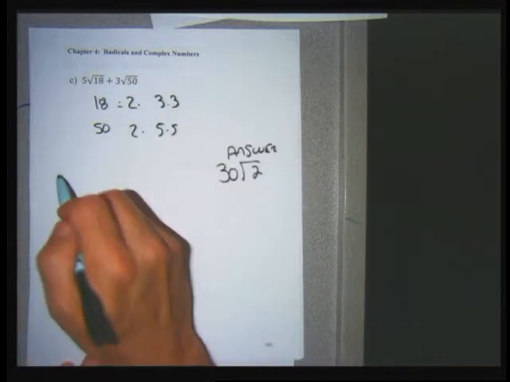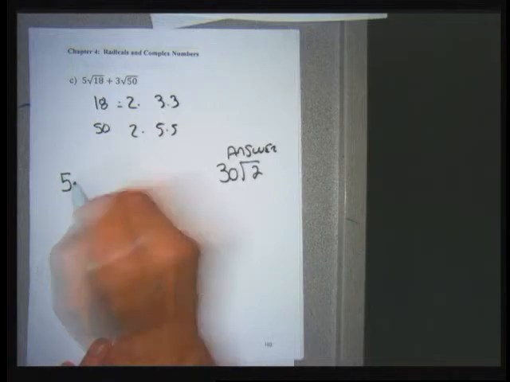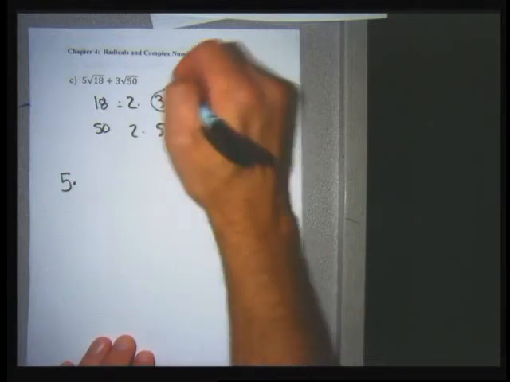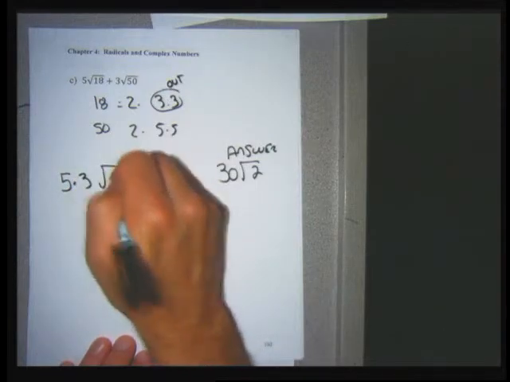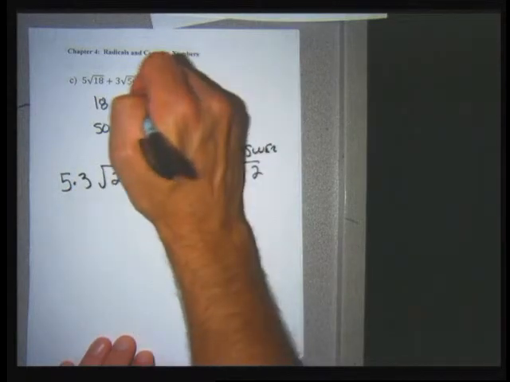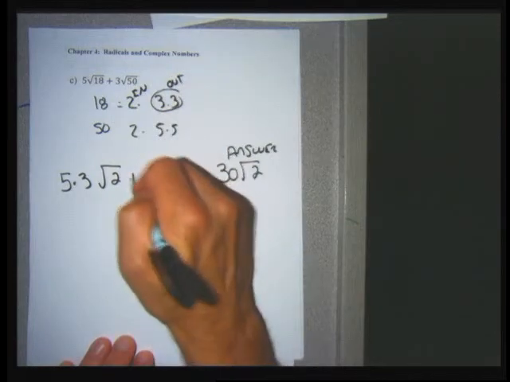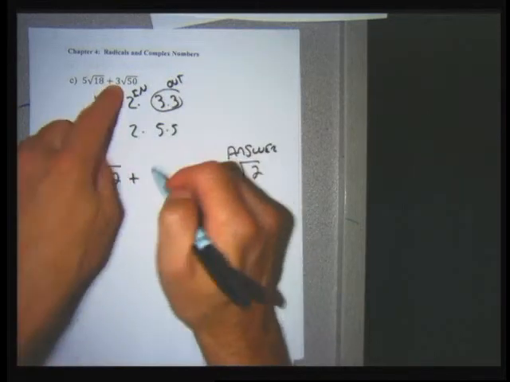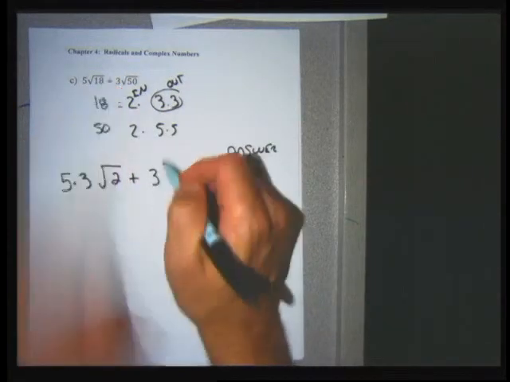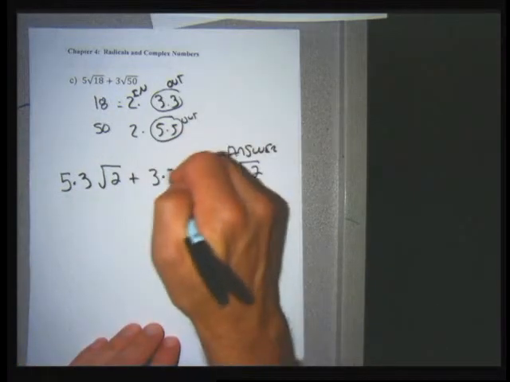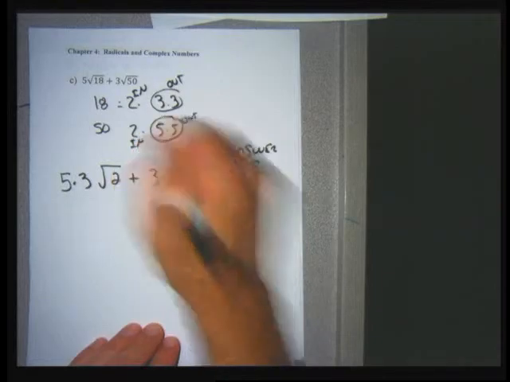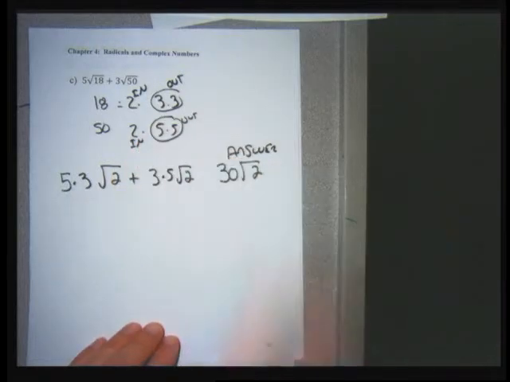So for the first radical, it has a 5 out front already, and I'm going to bring a 3 out because I have a pair of 3's, and I'm going to leave a 2 under. For the second radical, it already has a 3 out front. I'm going to leave it there. I'm going to bring a 5 out front from the pair of 5's in its prime factors, and I'm going to leave a 2 under from the single 2.